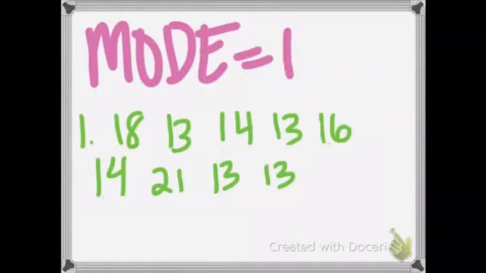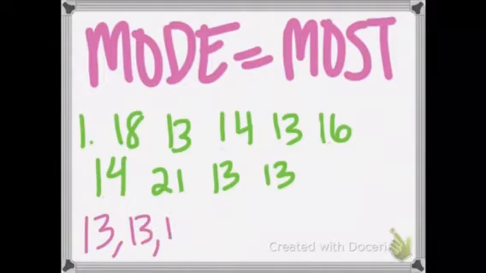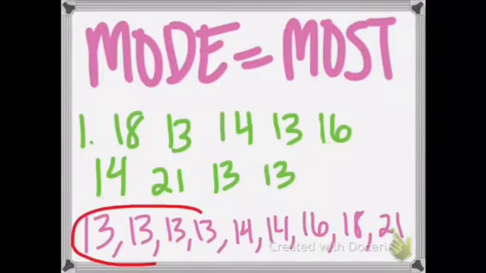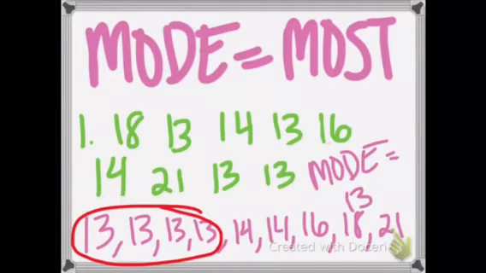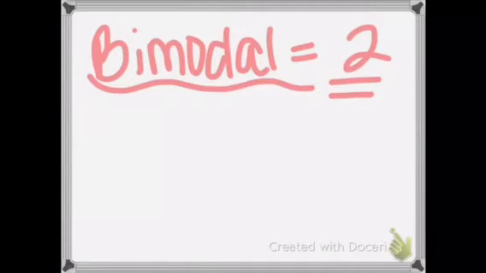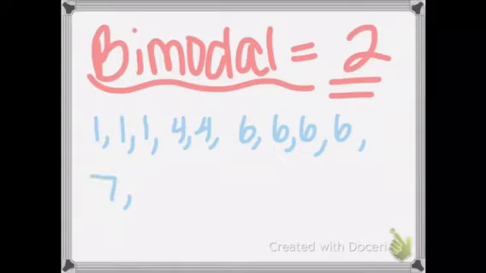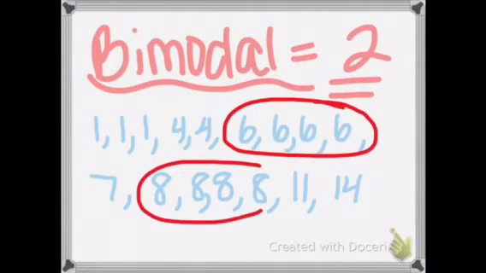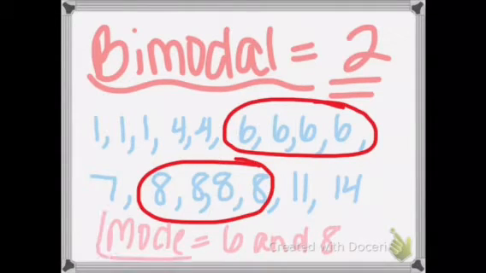Mode is a data entry that occurs with the greatest frequency. We're going to use the same numbers that we used in the mean and put them in order. As you can see, 13 occurs the greatest amount of times, so the mode is 13. Since we are already talking about mode, bimodal is when two entries occur with the same greatest frequency. So say we have 3 1s, 2 4s, 4 6s, 1 7, 4 8s, an 11, and a 14. Since there are 4 6s and 4 8s, they have the greatest frequency, so the mode is 6 and 8.